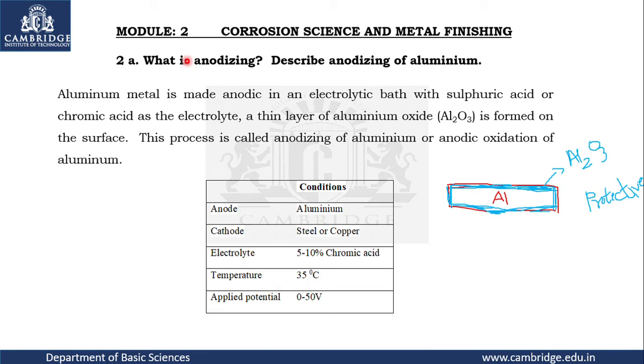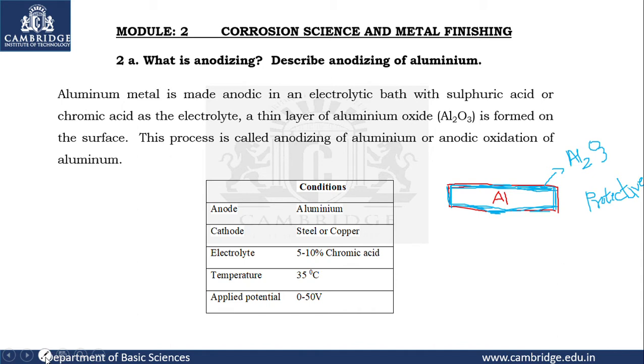This technique we call anodizing. So how do you do this anodizing? To do the anodizing, aluminum metal is made anodic in an electrolytic bath with sulfuric acid or chromic acid as an electrolyte, and a thin layer of aluminum oxide is formed on the surface. This process is called anodizing of aluminium or anodic oxidation of aluminium. This is the definition.